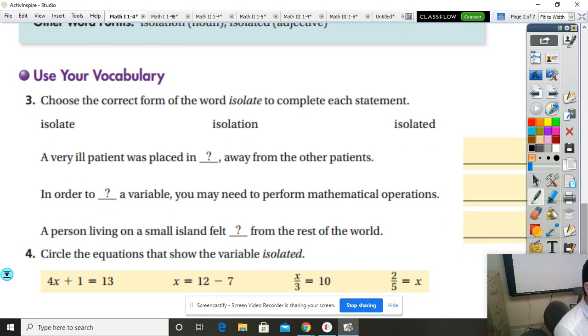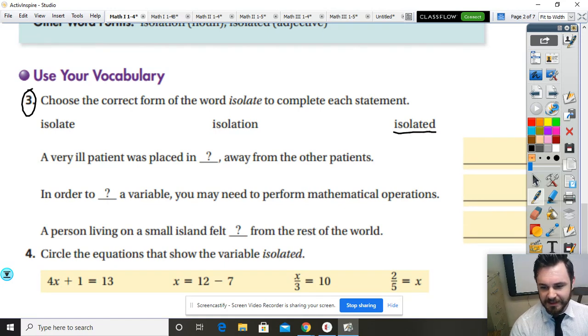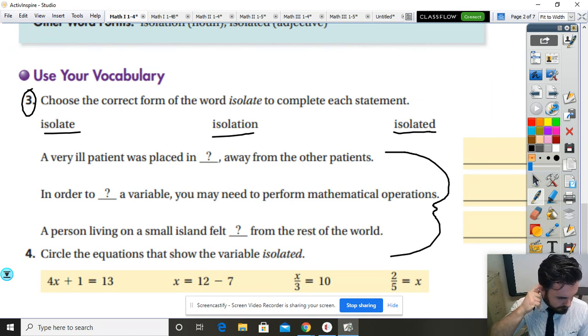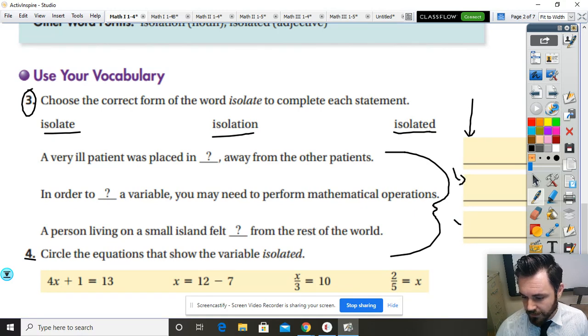Okay? This next little project, on your own, we're just going to see past tense: I've isolated, isolation, I am isolating, or I'm going to isolate. How would you use those words to best represent these 3 phrases or sentences? And then jump down to number 4. So go ahead and pause your video, fill these in on your own. Tell me which word would best fit that sentence.